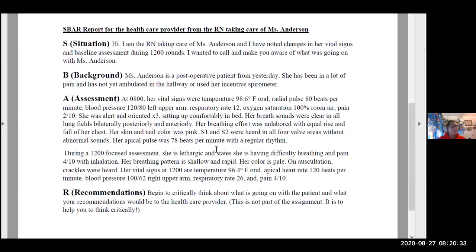Data: list other assessment data not listed in the SBAR. Right, so what would the nurse need to collect? Oh, okay. There you go. So that's probably why. Okay, so we'll start at the beginning.